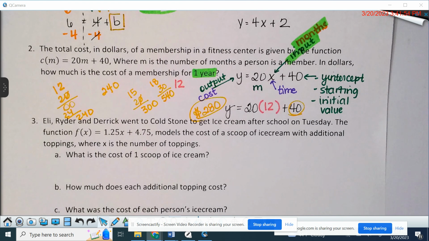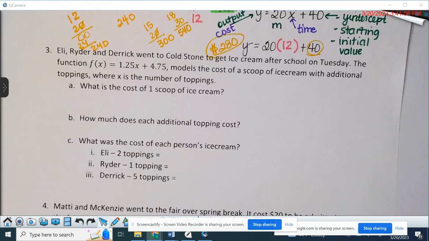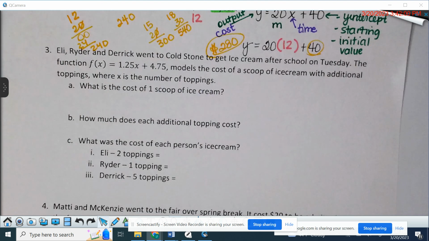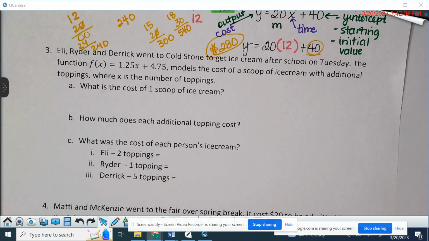All right, 4 minutes. Sorry. And these last two are fun because I used y'all's names. So Eli, Ryder, and Derek went to Cold Stone to get ice cream after school on Tuesday. The function f of x equals 125x plus 475 models the cost of a scoop of ice cream with additional toppings, where x is the number of toppings. What is the cost of 1 scoop of ice cream? If that's the function, what is the cost of 1 scoop of ice cream?